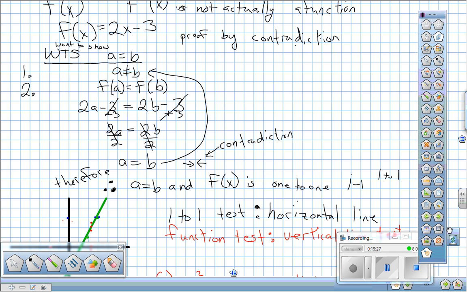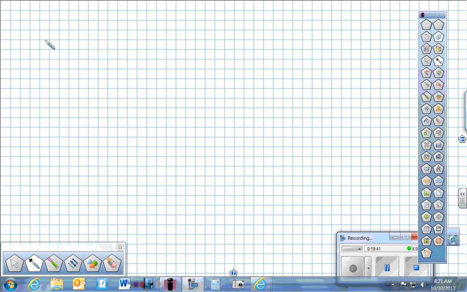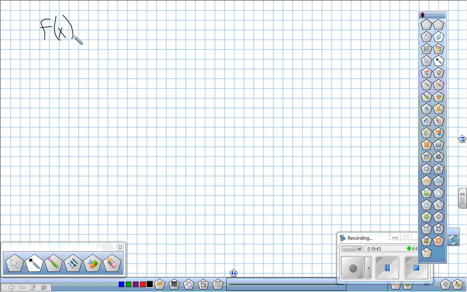And then you're going to be given a few problems where you'll actually have to go through it. They will give you a function and you'll have to find the inverse. So if I give you the function f of x equals 2x minus 3, I ask you to find the inverse. So find f inverse of x.